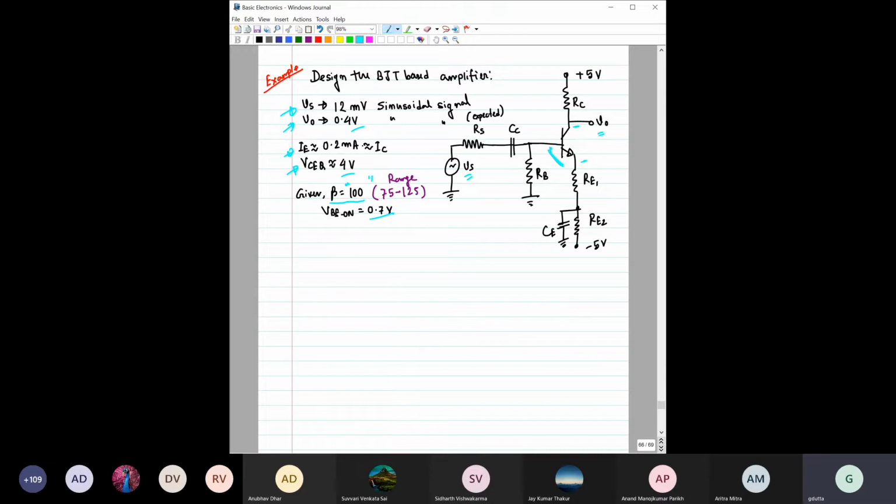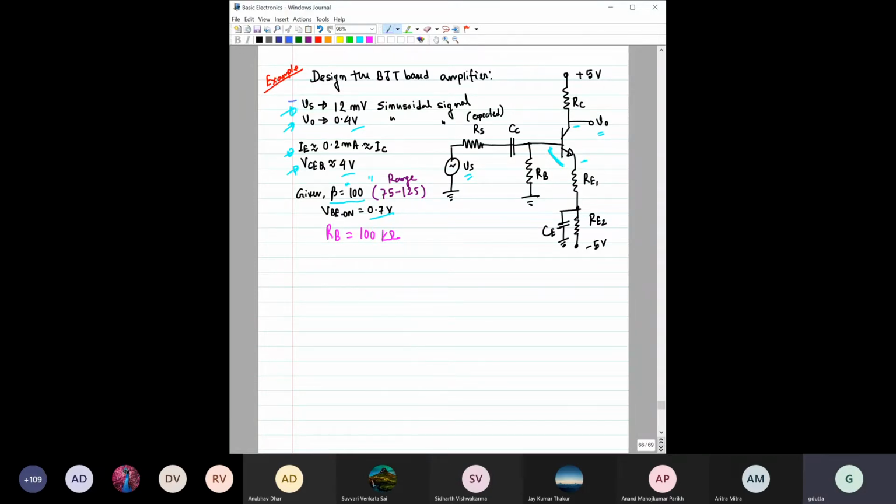So how to approach this? Any idea? From the first, we solve for the DC gain, RC by RE. And here is one more piece of information. You can assume that the RB value is expected to be quite high to control the base current, which is 100 kilo ohm. So where can we start from?